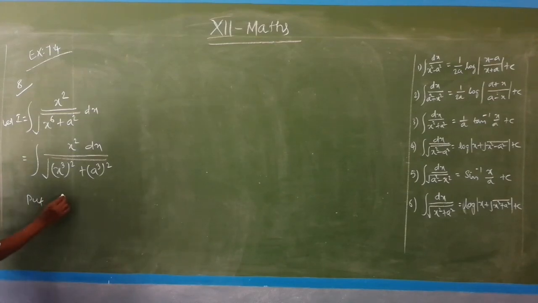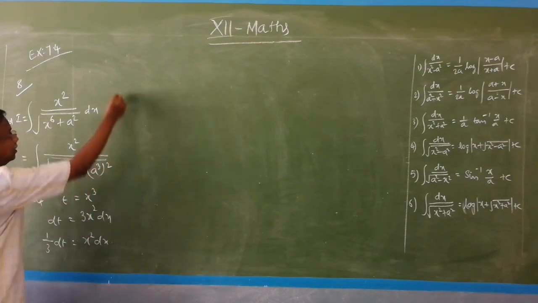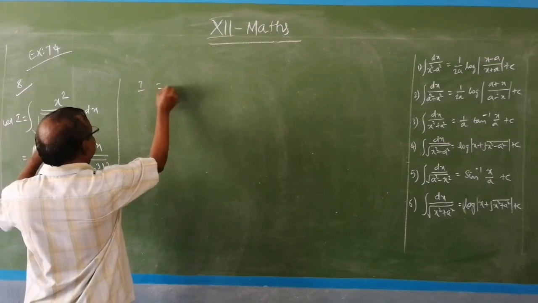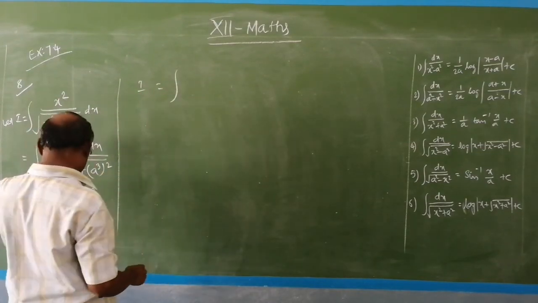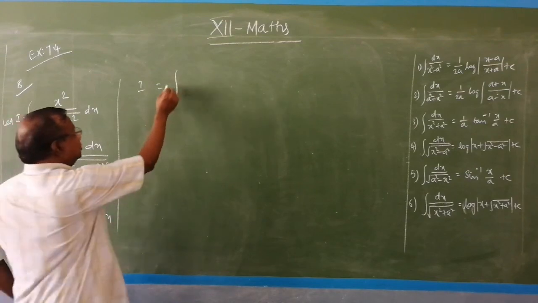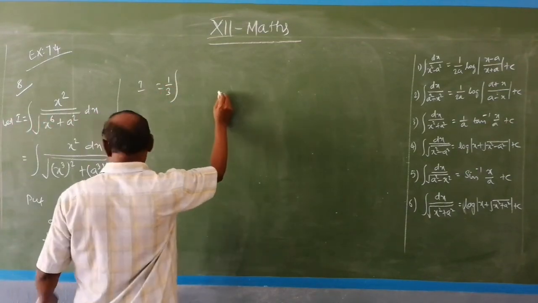Put t equal to x cube, so dt equal to 3x square into dx, and 1 by 3 dt equal to x square into dx. We can write this equation as I equal to integral x square, instead of x square into dx we put 1 by 3 into dt. So 1 by 3 comes outside the symbol and here dt.